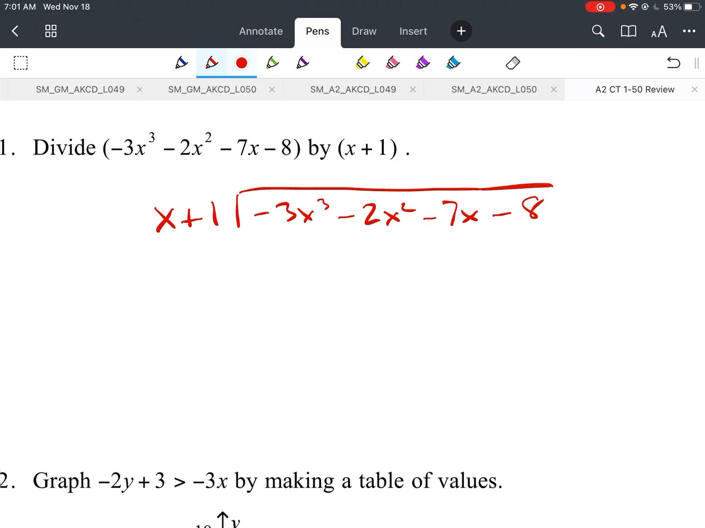Now, one thing to check on these is just to make sure you have all the terms. If there's something missing, like an x squared or x or whatever, make sure it counts down. So 3, 2, 1, and then no x's at all in that last one, okay? So just double check that when you're setting up. And if you're missing something, put a 0, like 0x squared in there.